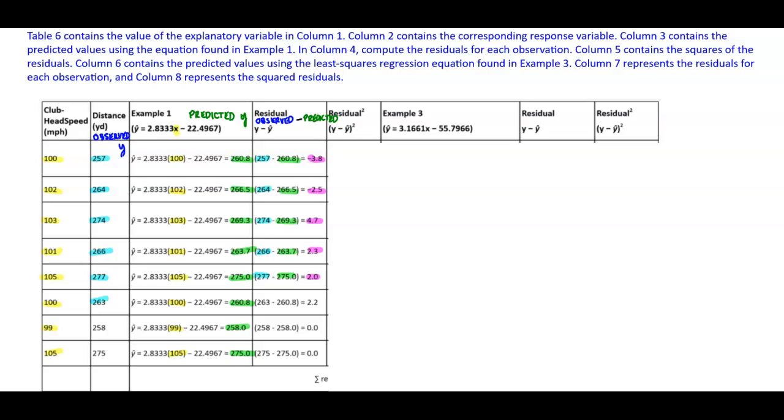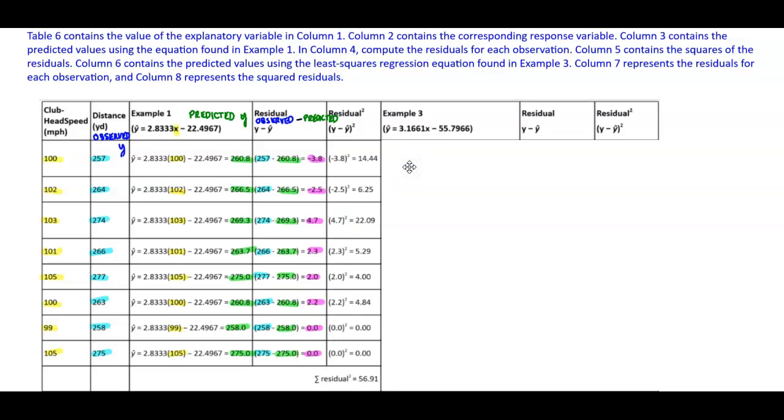Next, we take our observed y value of 263, and then we're going to subtract the predicted value of 260.8 to give us a residual of 2.2. Next, the observed y value is 258, and we subtract the predicted value of 258, which gives us a residual of 0.0. And then our observed value of 275, we're going to subtract the predicted value of 275, which gives us a residual of 0. Okay, now we're going to take these residuals and then we're going to square them.